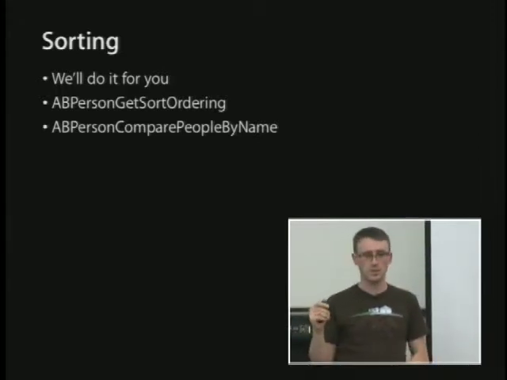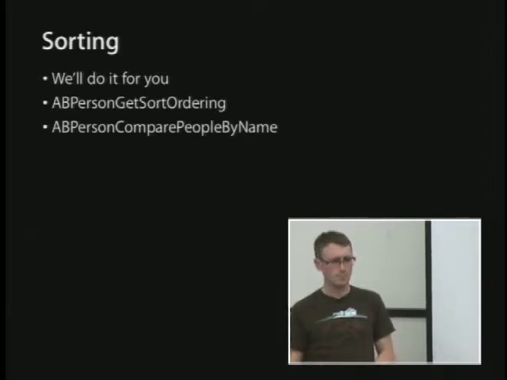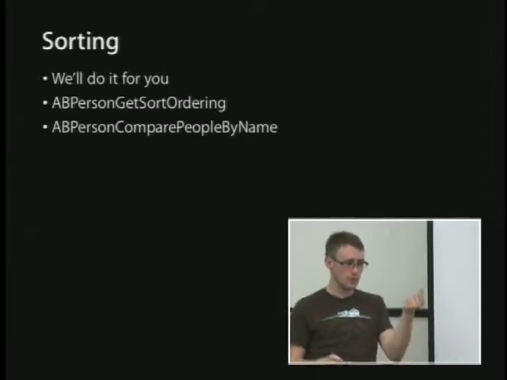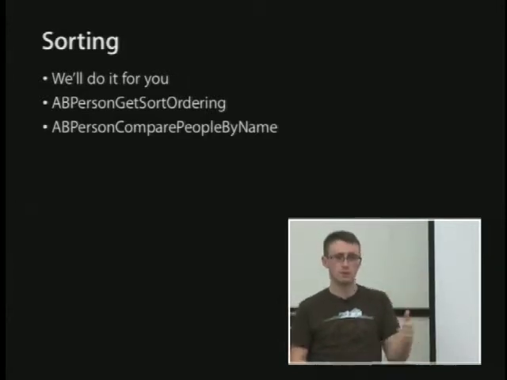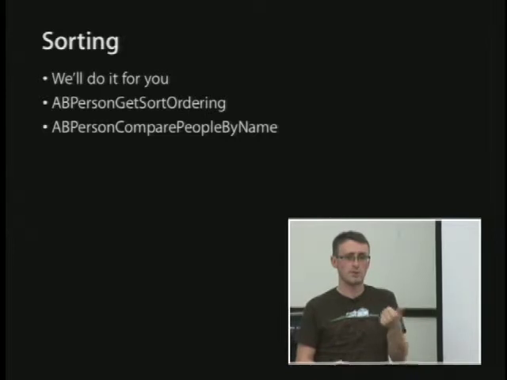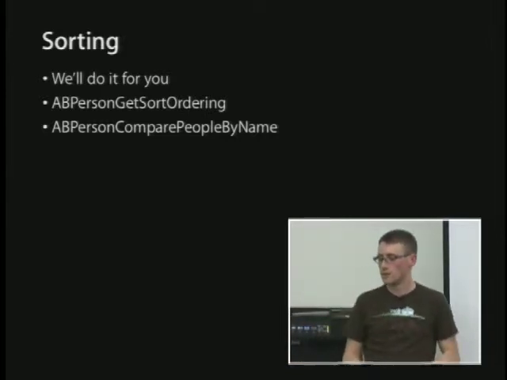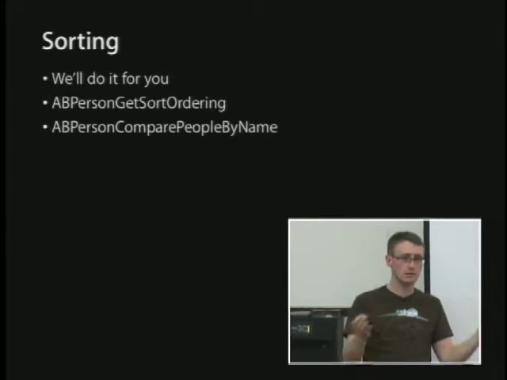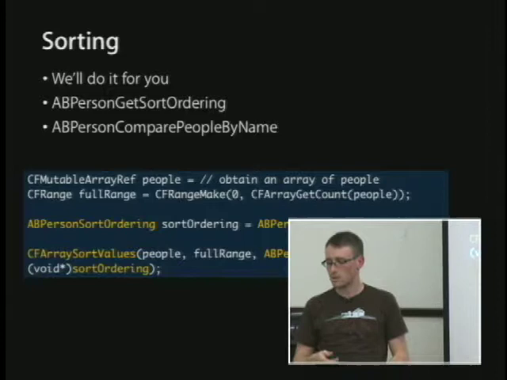The only other thing you need to worry about is ABPersonGetSortOrdering. That's actually the user's preference for the order in which they want people to show up, whether they should be sorted alphabetically by last name or first name, for example. So those 2 functions should get you sorting the list fairly quickly. And that's how it's going to look.